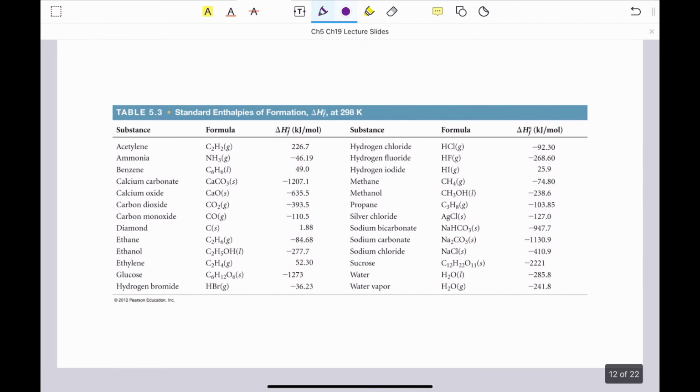If we're looking at this table of our standard heats of formation, we can do the same sort of thing. For ammonia here, delta H of formation is equal to negative 46.19.